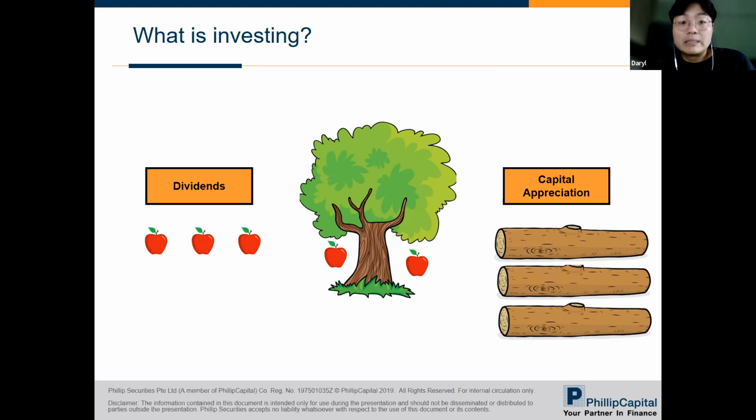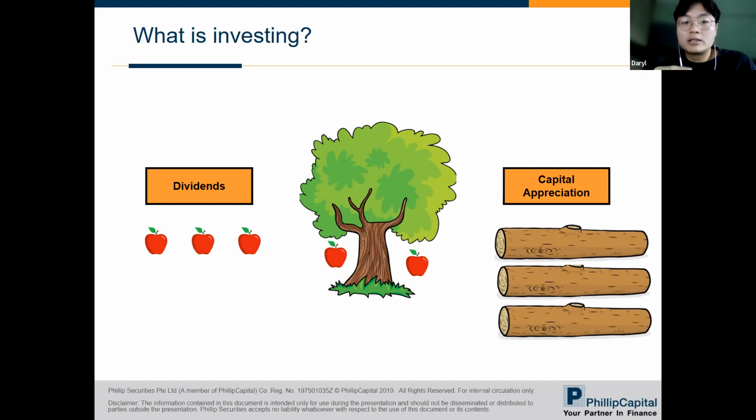Maybe I can give you a simple example of investing using an apple tree. Investing is like buying or growing an apple tree. When I buy this tree, I invest in this apple tree. When the tree grows, there will be apples. So I can either eat these apples for survival, or I can sell them in the market to earn some money. The apples we get from the tree are like our dividend.